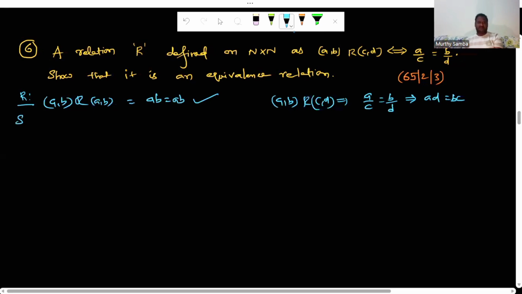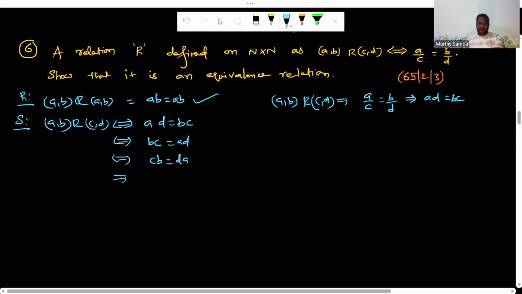And coming to the symmetric relation. In the case of a symmetric relation, (a, b) is related to (c, d). That means ad is equal to bc. May I write ad is equal to bc as bc is equal to ad? bc is equal to ad means cb is equal to da. Yes, the product of extremes and product of means, so (c, d) is related to (a, b). Therefore, it is a symmetric relation.